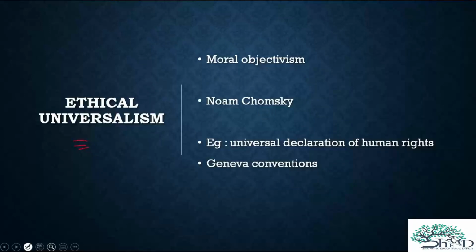It is also known as moral objectivism. Noam Chomsky said that what is right for me is right for you, and what is wrong for me is wrong for you also. This is ethical universalism. Examples are the Universal Declaration of Human Rights and the Geneva Conventions. We can also take the example of Mr. Abhinandan, our Air Force pilot who was caught. He was returned because of the Geneva Conventions.